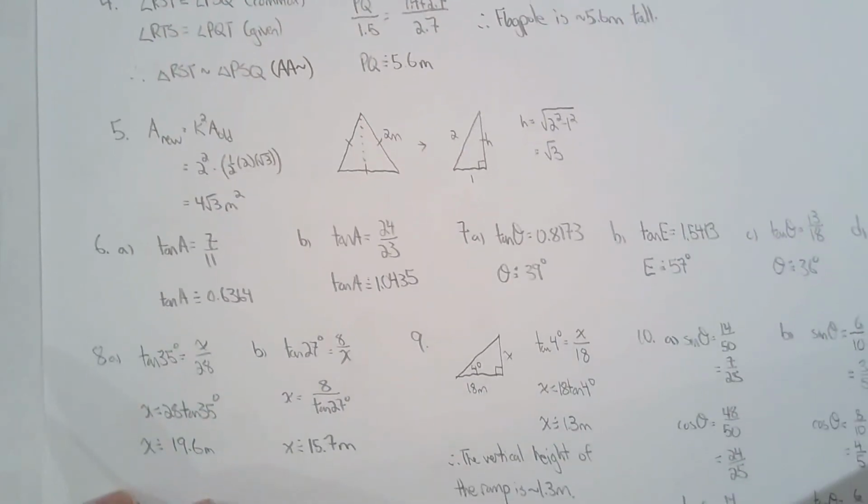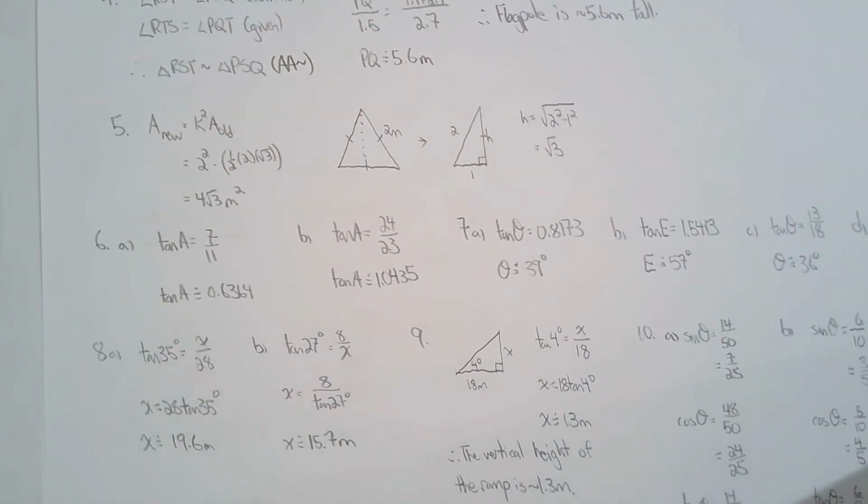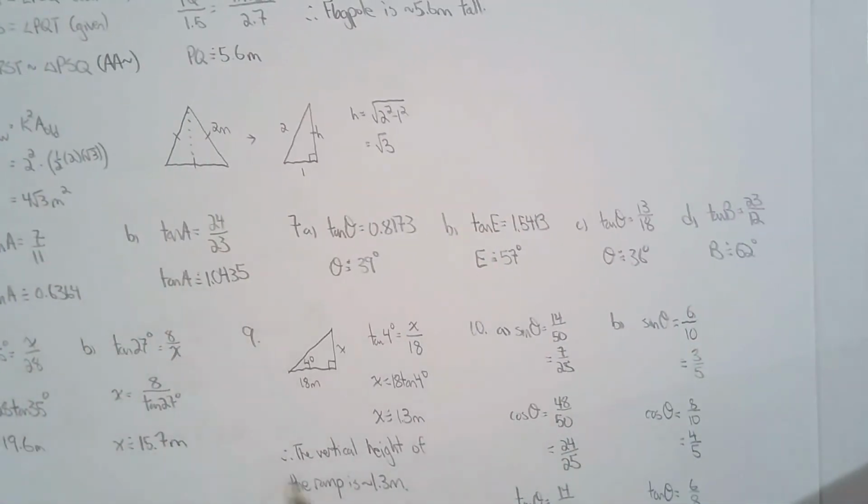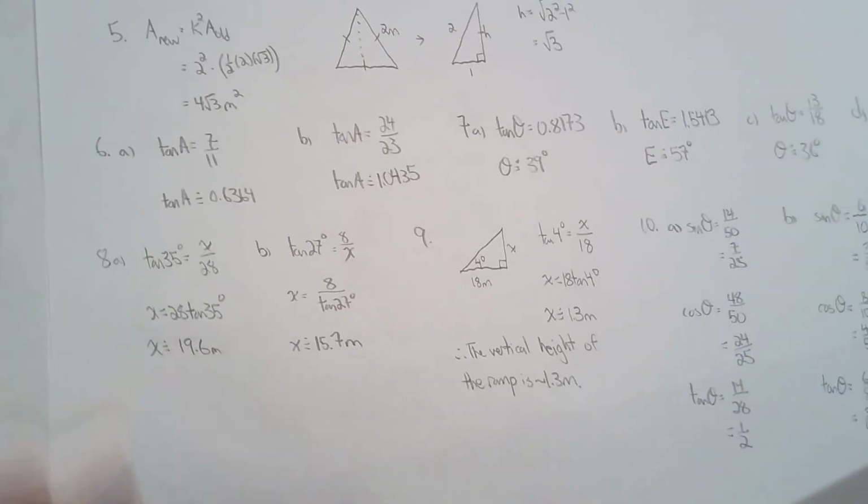For question 6, they just want us to find the tangent ratio, so opposite over adjacent, and then round it to 4 decimal places. For question 7, they want us to find the angles. So they want us to use inverse tan and then round it to the nearest degree. For question 8, they want us to solve for x to the nearest tenth of a meter. So it's tan ratio 2 more times actually. So just rearrange carefully and you'll be able to solve for x to the nearest tenth of a meter.